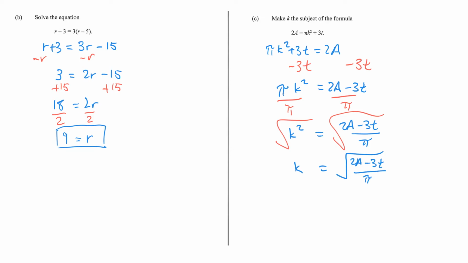Now, one thing to remember is when you take the square root of both sides of the equation, we need a plus or minus here. So k equals plus or minus square root of 2a minus 3t divided by pi. And that's your final answer.